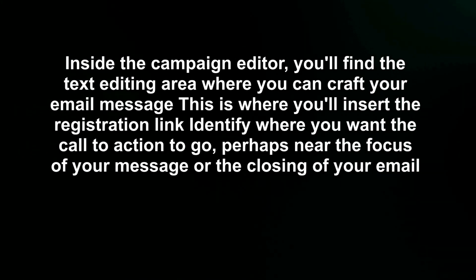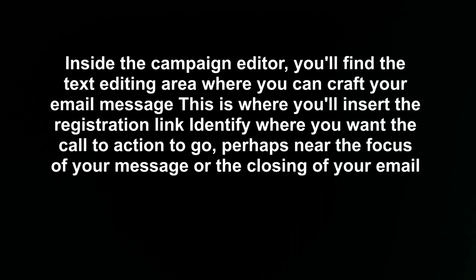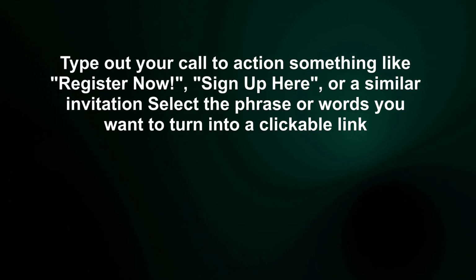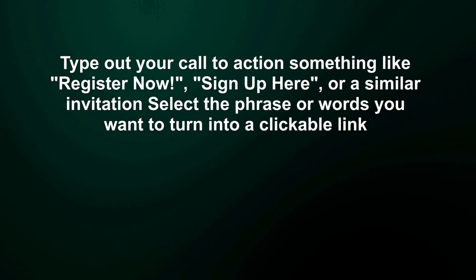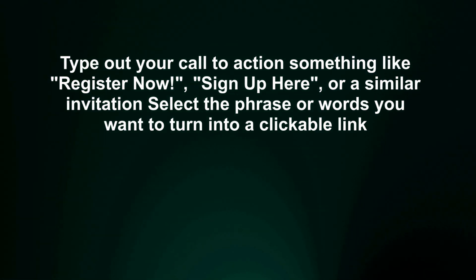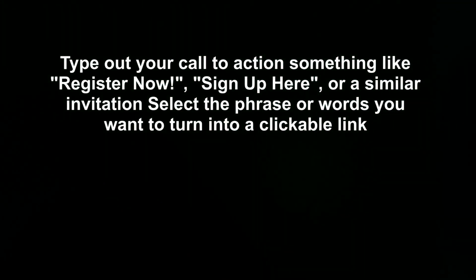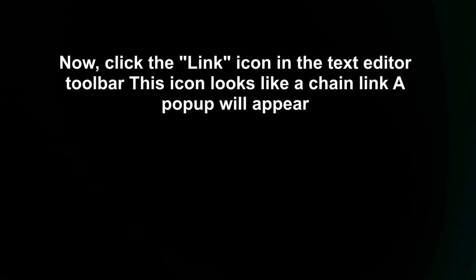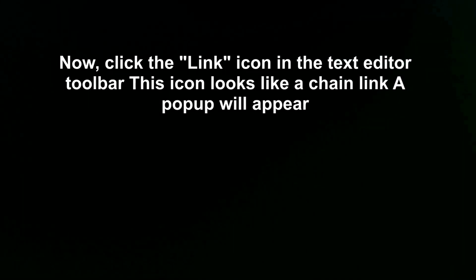Identify where you want the call to action to go, perhaps near the focus of your message or the closing of your email. Type out your call to action, something like register now, sign up here, or a similar invitation. Select the phrase or words you want to turn into a clickable link. Now, click the link icon in the text editor toolbar. This icon looks like a chain link.